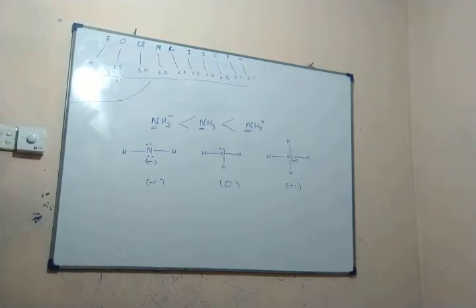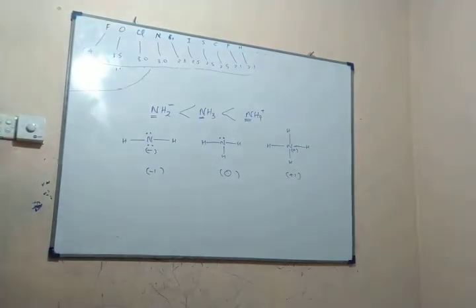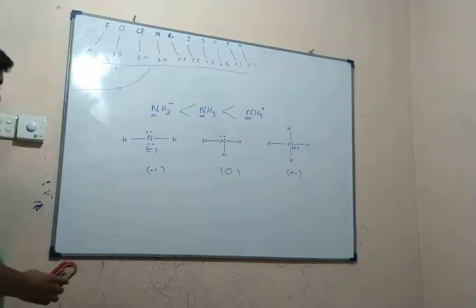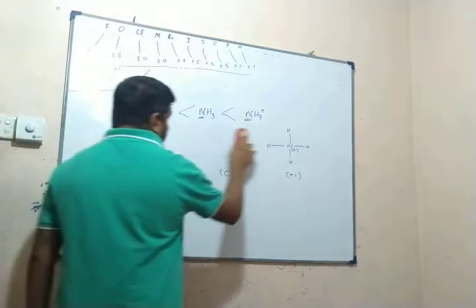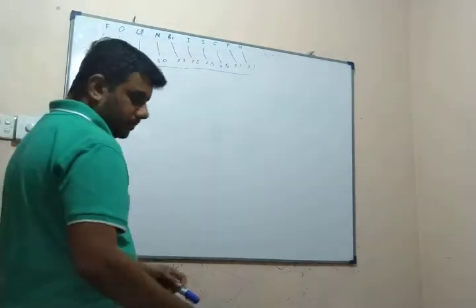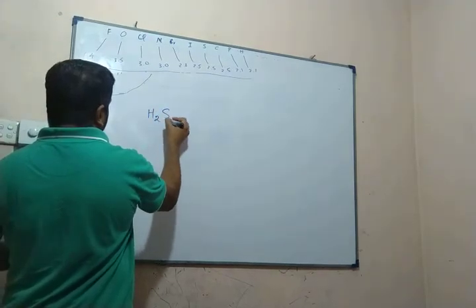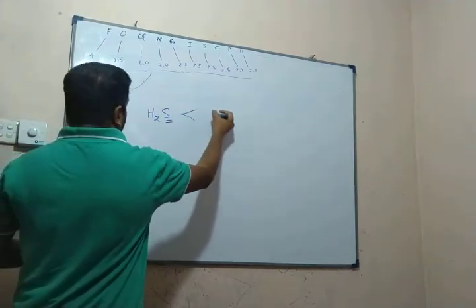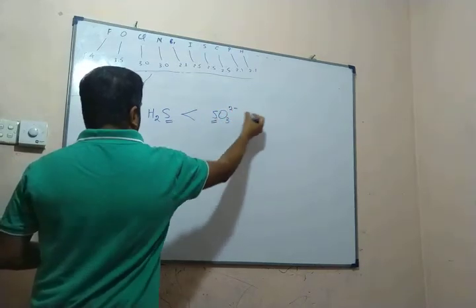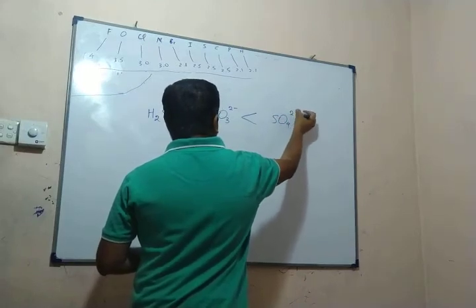Right? Okay, next. What's the third one? Oxidation state. Okay, oxidation state. Sulfur in H2S, sulfur in SO3 2 minus, sulfur in SO4 2 minus.